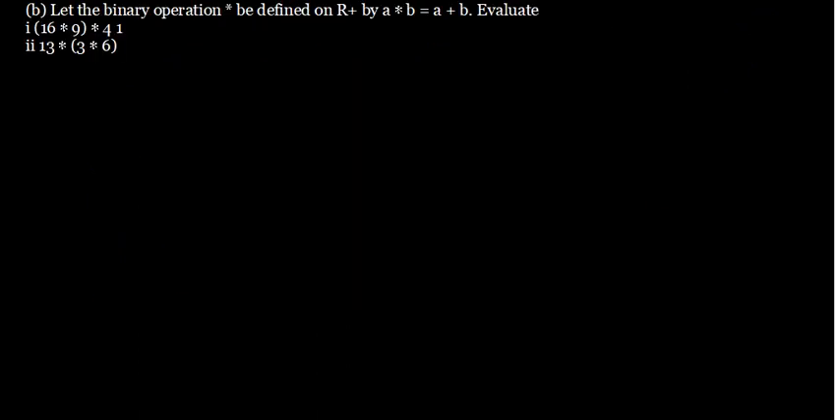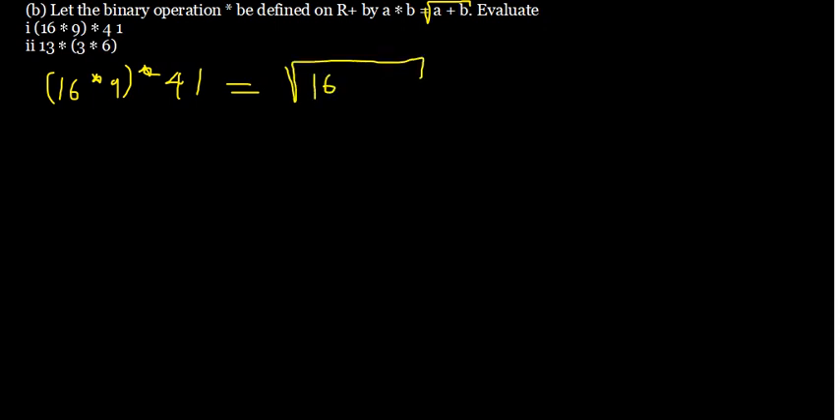Right, let's consider this one. Let the binary operation star be defined on R by A star B equals the square root of A plus B. Evaluate the first one: 16 star 9 and then star 41. This is going to be A, this is going to be B. So it's going to be the square root of 16 plus 9.